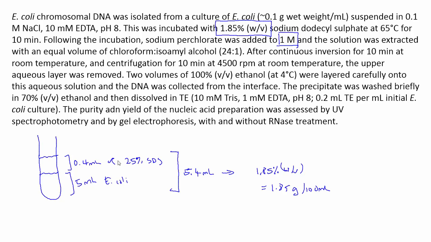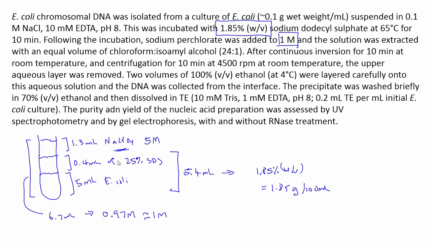Okay, and then on top of this we added a bit of sodium perchlorate, and the perchlorate we added in the lab was essentially 1.3 mils of the perchlorate, with an initial concentration of 5 molar, which means that in this final volume, which is 6.7 mils, the concentration of the perchlorate was actually 0.97 molar, or that approximates to 1 molar. Okay, so that's how we got these, and then we followed on and said there was an equal volume of chloroform isoamyl alcohol, and the equal volume was essentially this 6.7, which was existing in this tube right before this chloroform isoamyl alcohol was added.